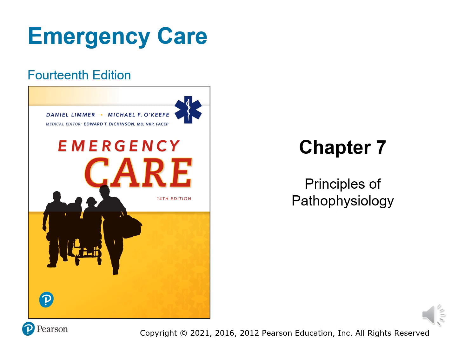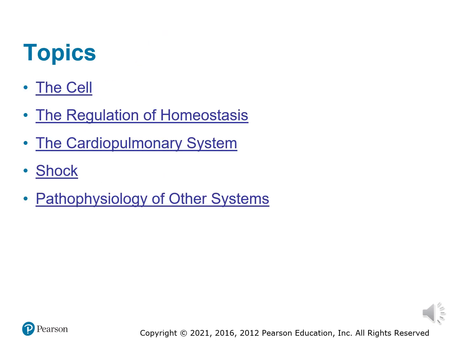Welcome back to Chapter 7, Principles of Pathophysiology. The topics that we're going to discuss are going to be the cell, the regulation of homeostasis, the cardiopulmonary system, shock, and pathophysiology of other systems.